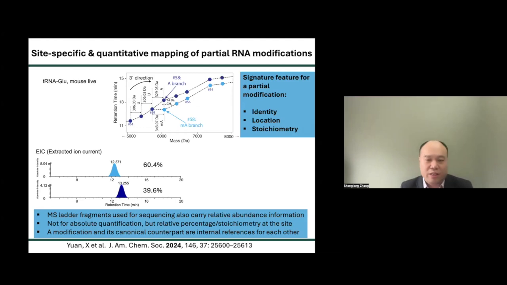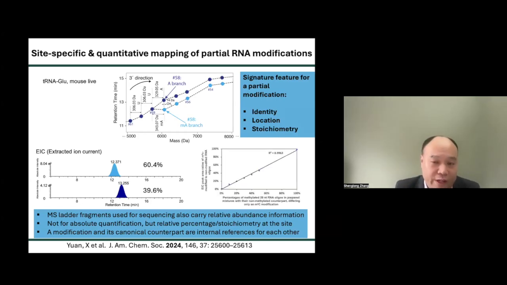In this case, this is about 60% non-methylated and 40% methylated A. And I have to say this is not an absolute quantification. This is just a relative stoichiometry of the methylated one versus the non-methylated one, because they coexist at the same condition, at the same size, so they can work as internal references for each other. And we also further verified this is an accurate method.